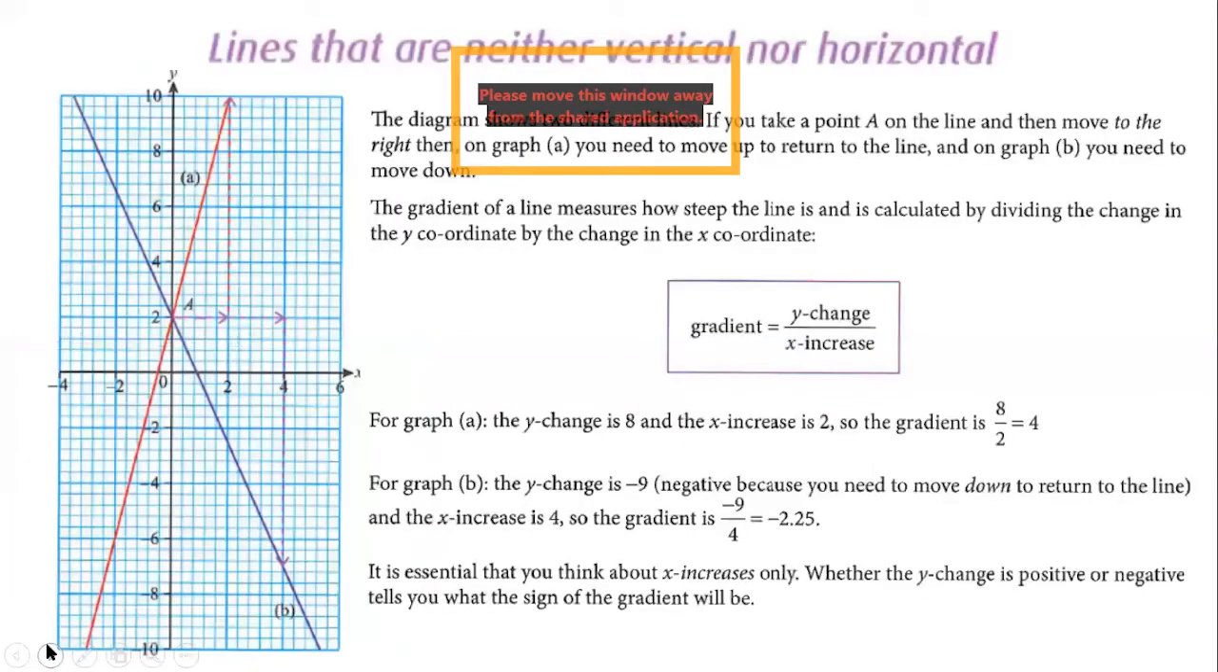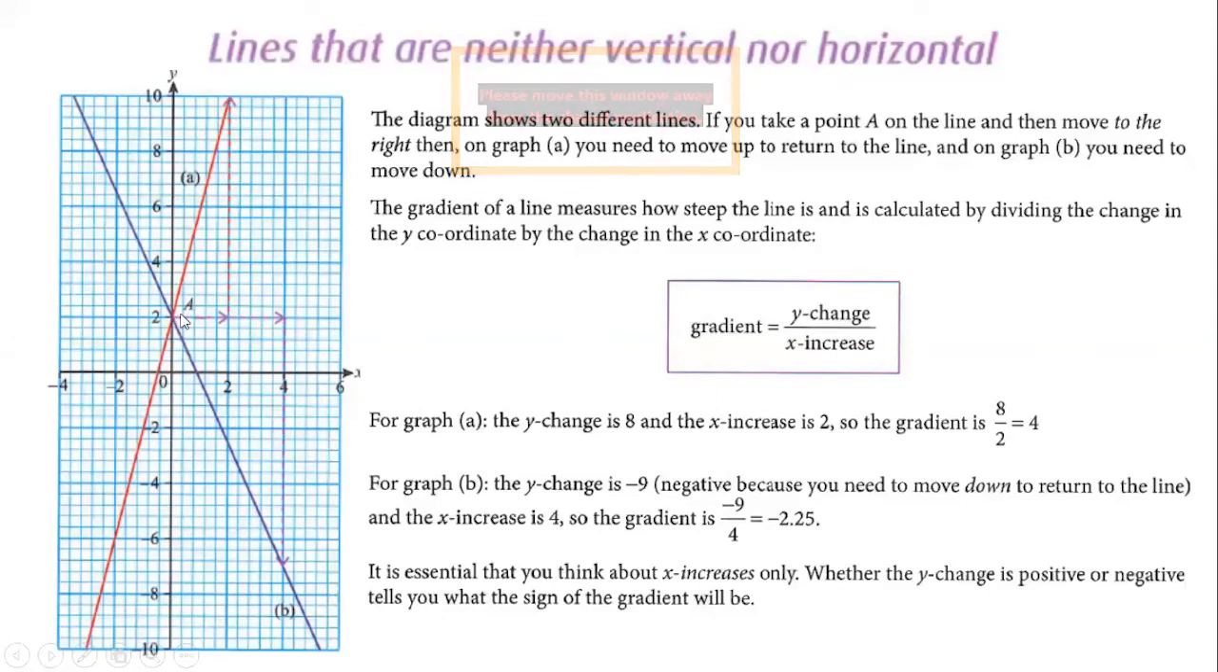Lines that are neither vertical nor horizontal. Most of our lines will be neither vertical nor horizontal, like in the two examples that we saw in the first slides. Let us start with one of the two. We have a graph A, which is the red one, and a graph B, which is the blue one. Let us look at graph A. We have some arrows here. Look, when x changes from 0 to 2, the value of y changes from 2 up to 10.